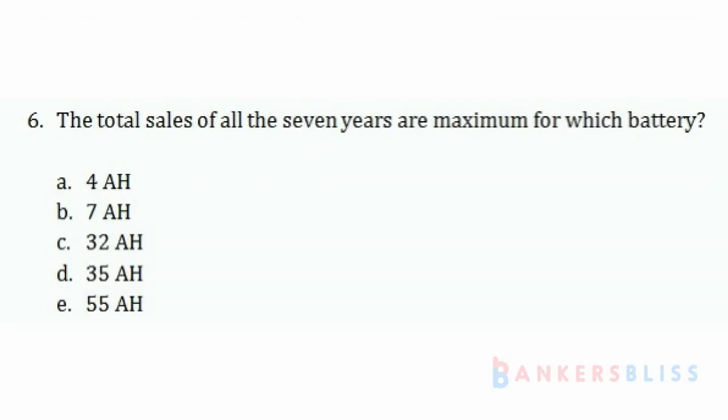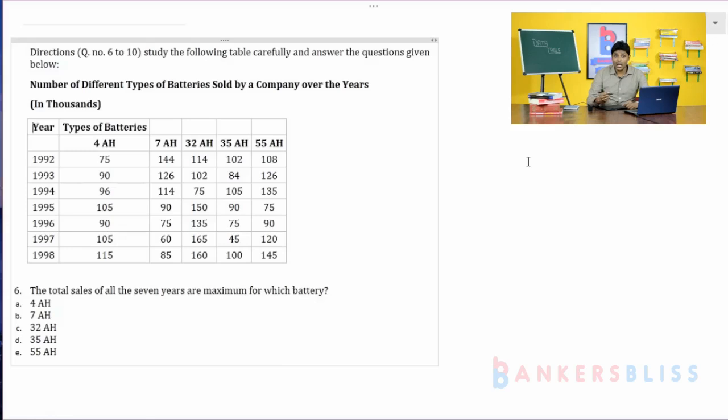Now, you have to calculate the total sales of all the 7 years. Which battery has the maximum? So, you have to calculate maximum sales for which battery. Is it for 4Ah, is it for 7Ah, is it for 32, 35, 55? You have to calculate the maximum one.